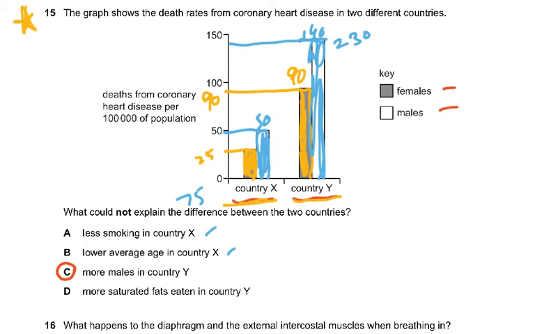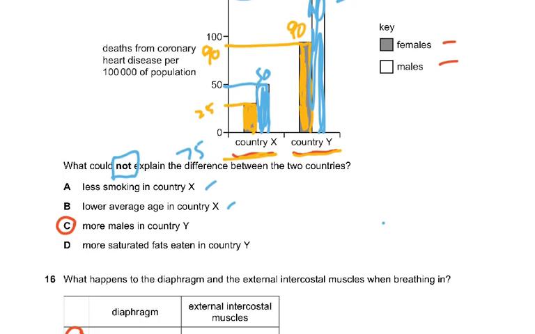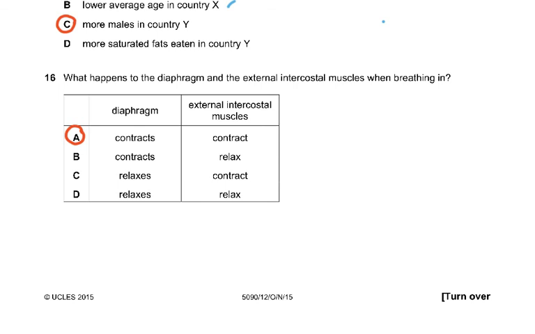So that is why this was a difficult question, I agree, but it says not explain the difference. You see, these other factors were all valid: less smoking, yes, smoking results in coronary heart disease; lower average age, people dying early; more saturated fats eaten, more coronary heart disease. But more males, there's no indication that women will not die of coronary heart disease, so there would be fewer women in a country and more men, so those men will die of coronary heart disease. So please understand the question and try to give it your best shot. But some questions are just very difficult and it's not very easy to find an answer to it. Then coming on to question number 16.